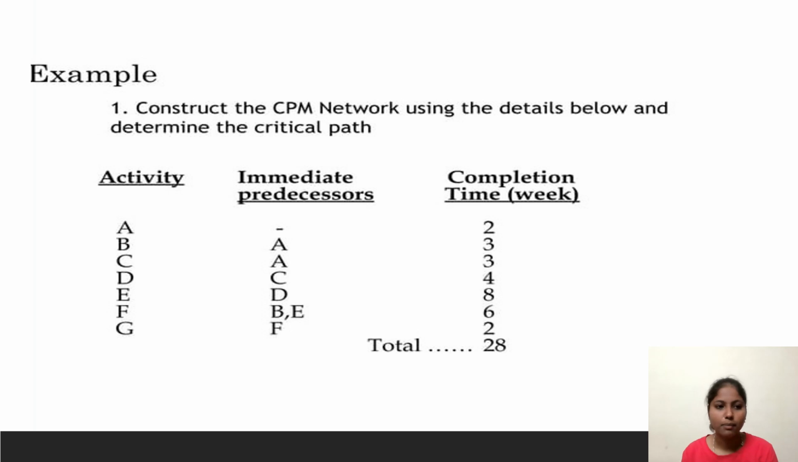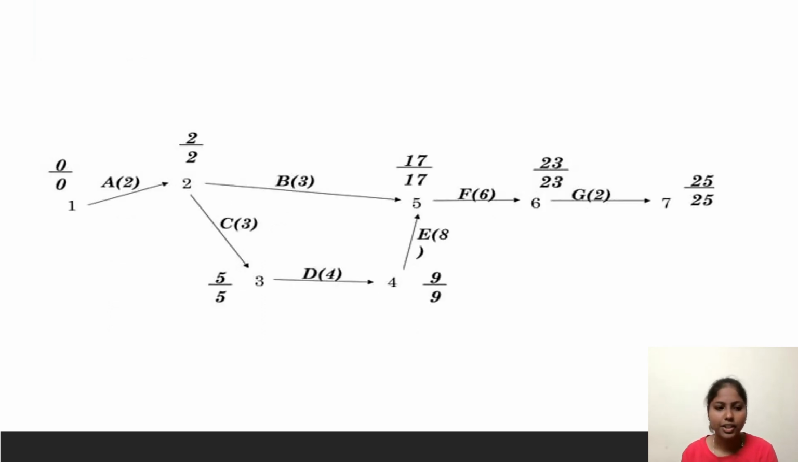So this is the example. Construct the CPM network using the details below and determine the critical path. These are the activities: A, B, C, D, E, F, G. These are the immediate predecessors and completion times. Then the total completion time is given here, which is 28. Now this is the activity diagram.